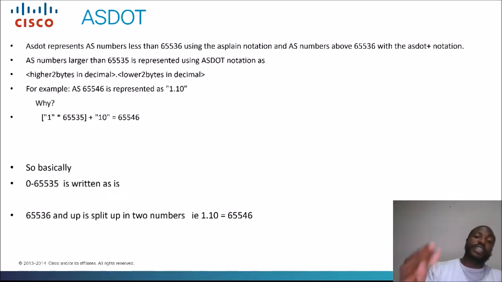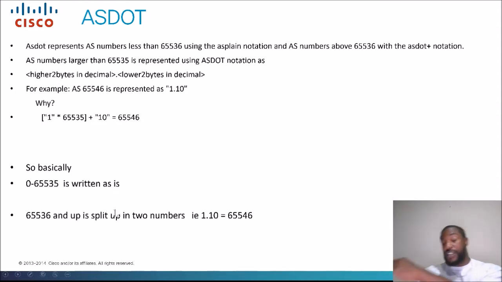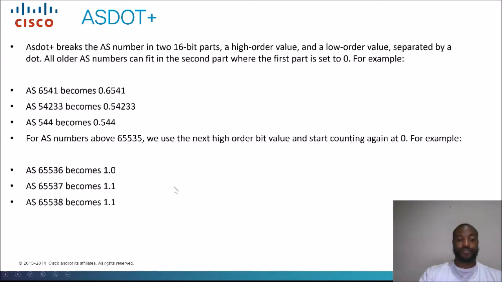I'm going to show y'all a calculator explaining it again, right? So that is AS dot, right? These numbers are written as is. 65,536 and up is written in two numbers, right? The first number and then the second number. So one number dot the second number. And I'll show y'all again how to do that by hand. So AS dot plus breaks the whole range into two dots, or two numbers rather, right?